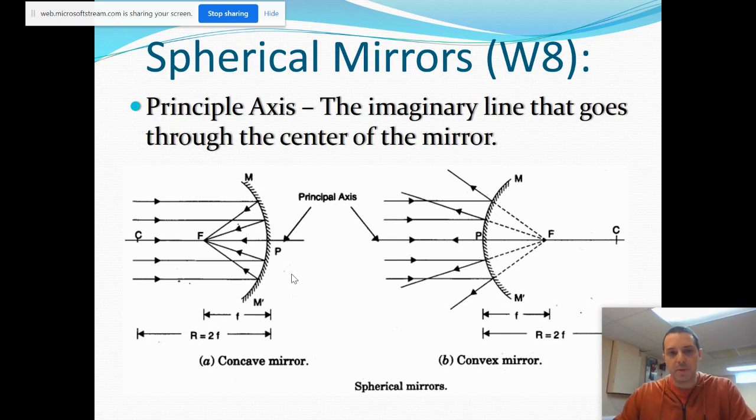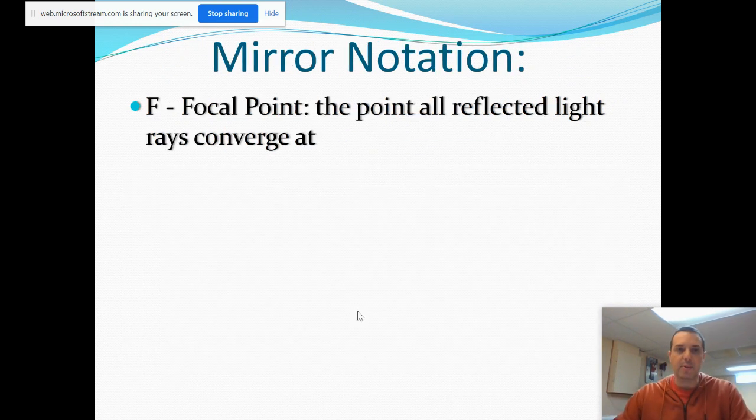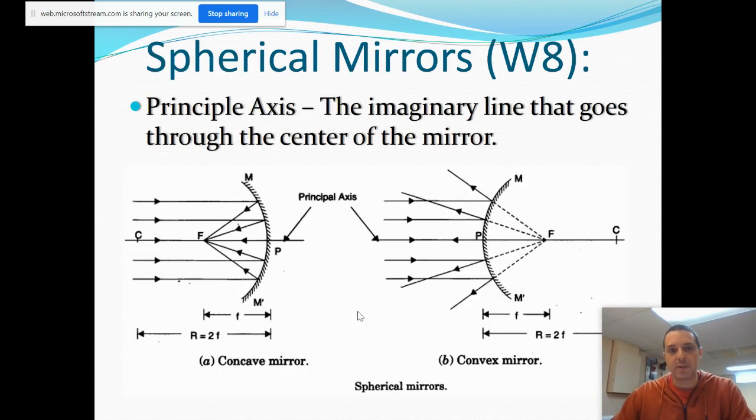Now you'll see a bunch of notation on here. You'll see an F and a C. There's an R down there. So I want to define a lot of the notation about mirrors, and we're going to use the same notation in mirrors and lenses basically for the rest of our geometric optics notes. So the first term I want to talk about is what focal point is. Focal point is the point where all the reflected rays converge.